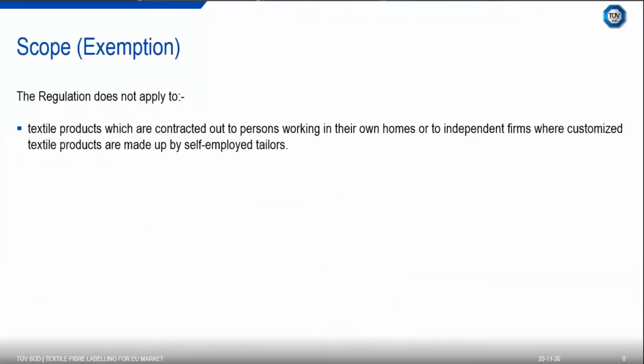The regulation excludes certain products, such as textile products that are contracted out to persons working in their own homes or farms, where customized textile products are made by self-employed tailors. Those products are excluded from this regulation.